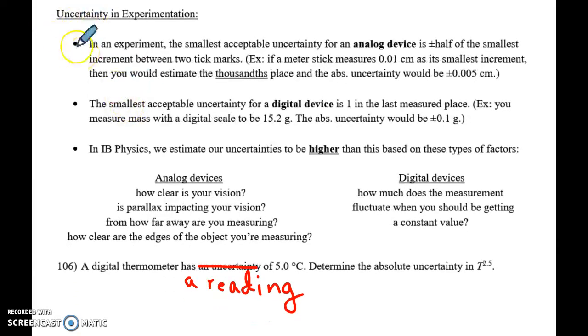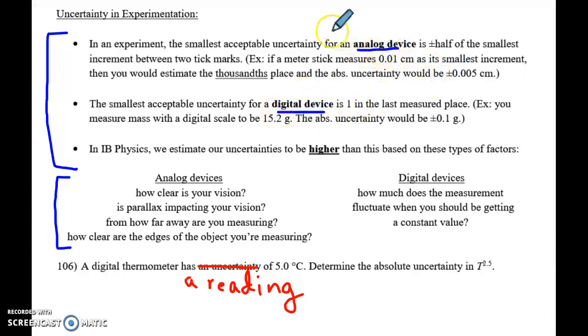Okay, the first part of your homework will be to read through this information and this information. When we talk about devices, there are two types, analog and digital. Analog devices have tick marks.